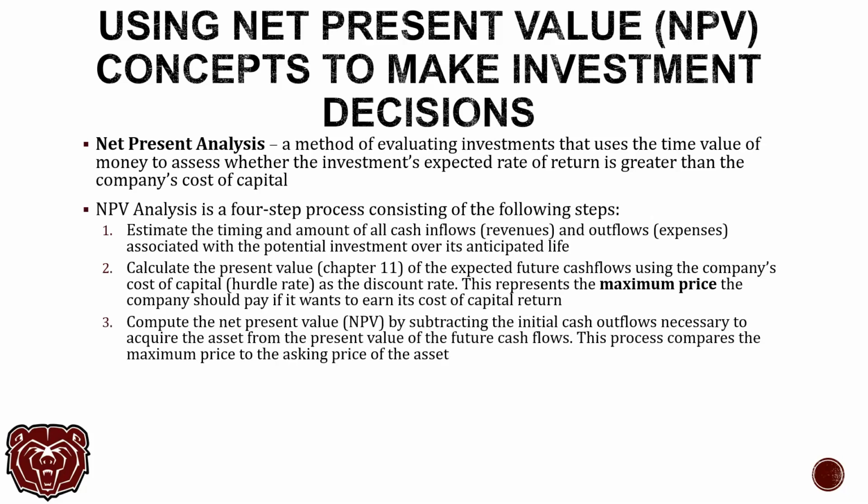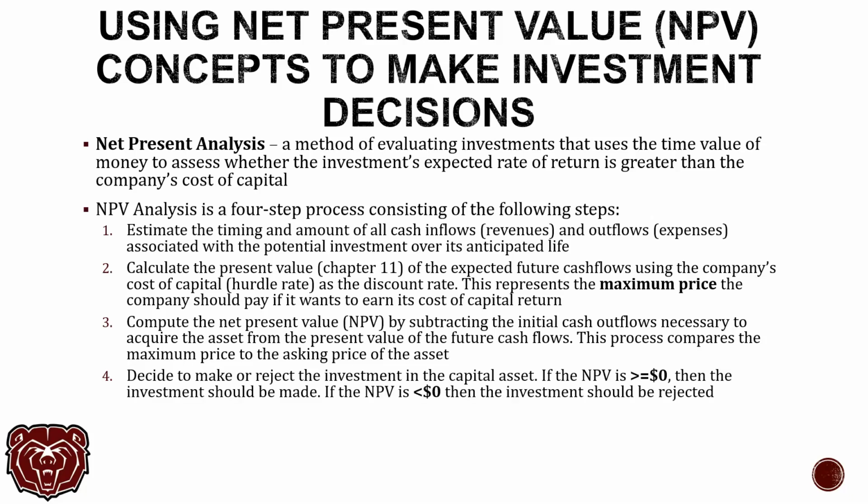Okay. The third step is to compute the net present value by subtracting the initial cash outflows necessary to acquire the asset from the present value of the future cash flows, right? So basically this is saying take that maximum price and reduce it by the asking price of the asset, and that's going to give you either a positive or a negative number. So step 4 is to look at that NPV, that net present value, and decide to either make the investment or reject the investment.